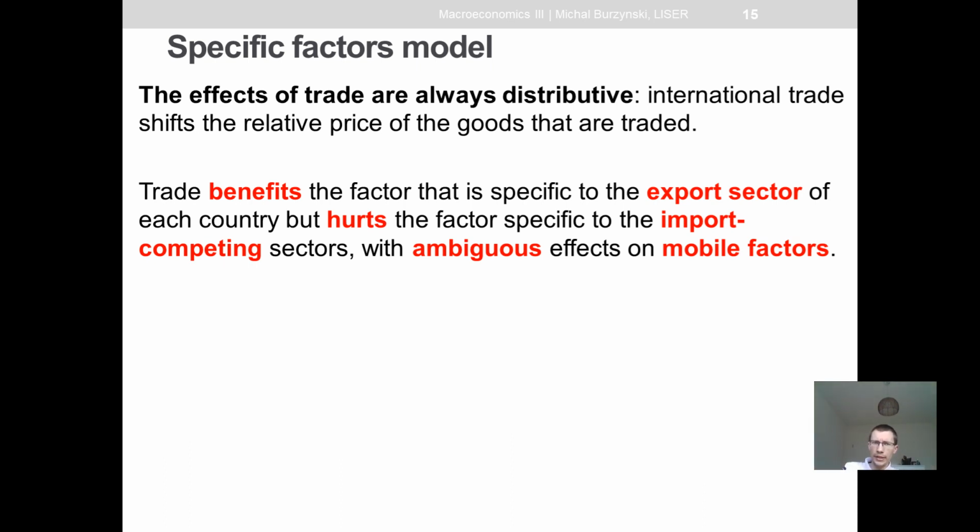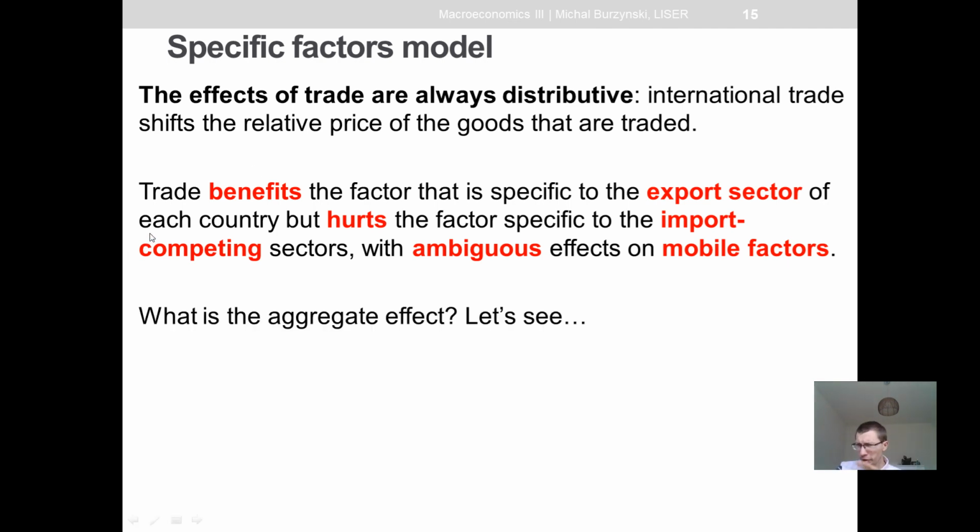Trade benefits the factor that is specific to the export sector of each country, but hurts the factor specific to the import competing sector. And so, for example, if the country is going to export clothes, capital was the specific factor for the clothes sector. This factor will surely benefit from opening to trade, and vice versa. If the country is importing clothes, capital is going to be hurt in terms of remuneration for output.